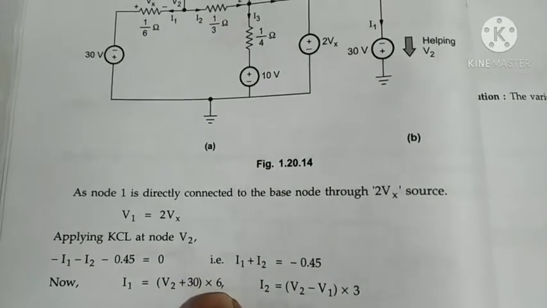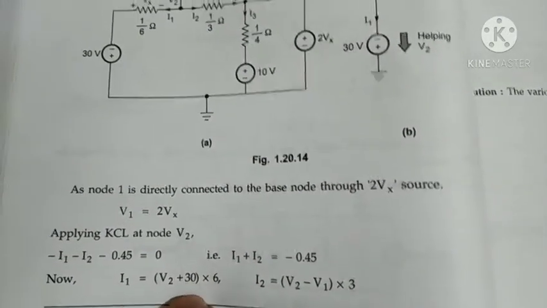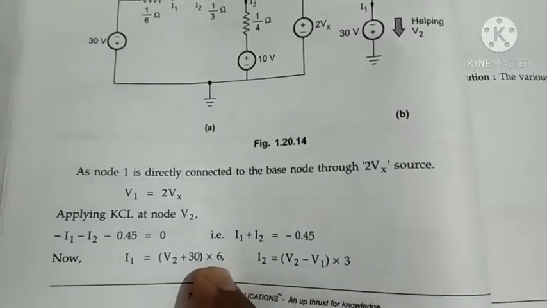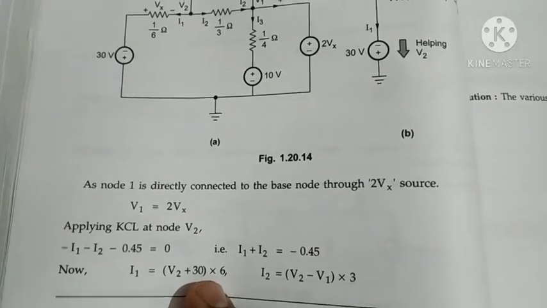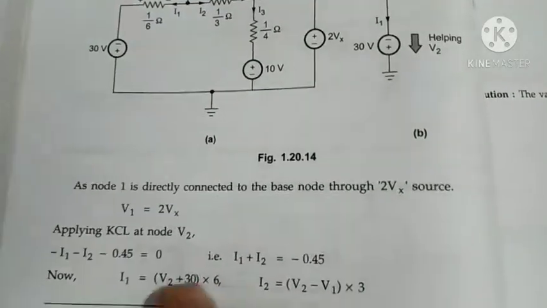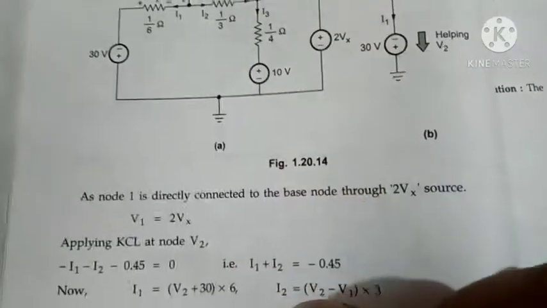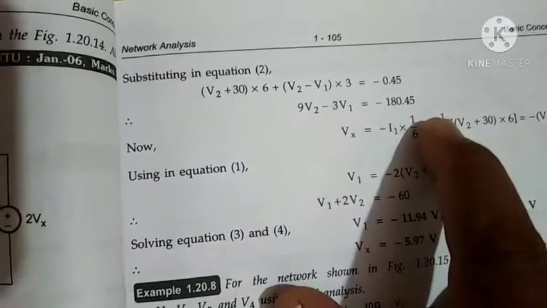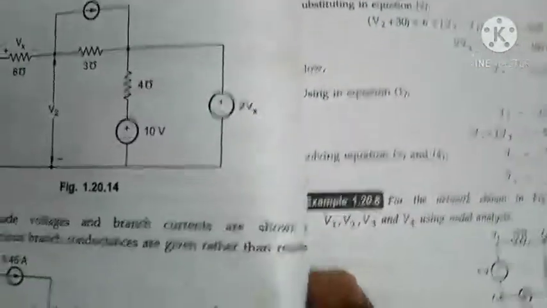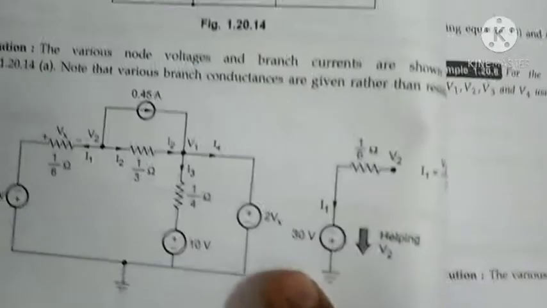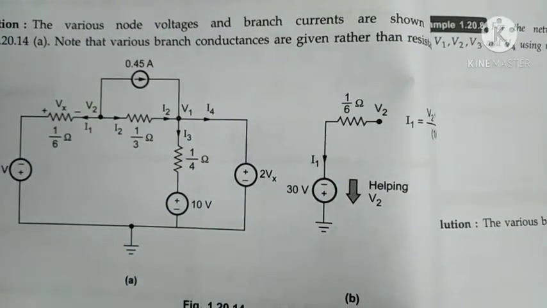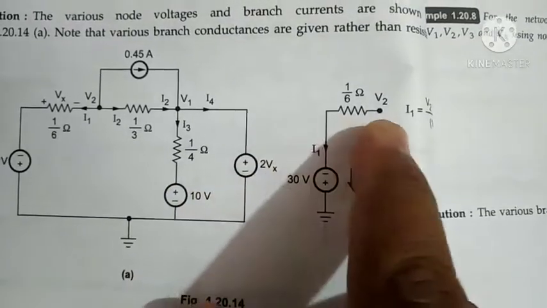So V2 plus 30 into 6. Actually V2 plus 30 divided by 1 by 6, so because 1 by 6 is there, it becomes 6 here. Denominator of denominator is numerator. Next is your I2. Like that we can calculate the value for I2. After substituting those things, we got one equation. Now we have to apply the node analysis for the second one. So in the second node we have to apply the node analysis, for the value of V2.